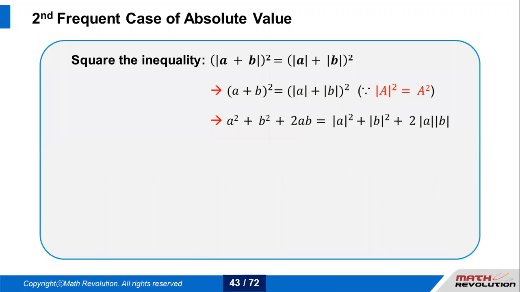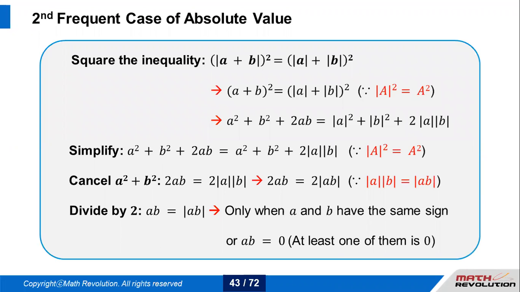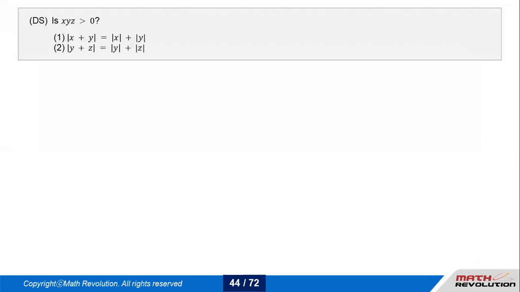So how do we apply this particular proof? How do we get it? It's again the same. We square both the sides. We cancel out a square plus b square. We are left with 2 times mod a, mod b equals 2 times mod ab. So at the end, ab is equal to mod of ab only when they have the same sign, or ab has to be equal to 0, or one of them has to be equal to 0.